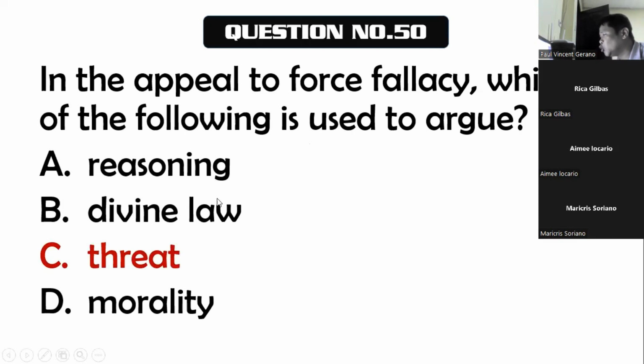It's argumentum ad baculum. In Latin, this is argumentum ad baculum. Appeal to force or threat. Okay? If you do not, the teachers rather, are guilty of this. No? If you do not do this, I will fail you. No? That's appeal to force fallacy. Argumentum ad baculum. You use threat. You threaten students if they do not do what you want them to do, right? Threat.